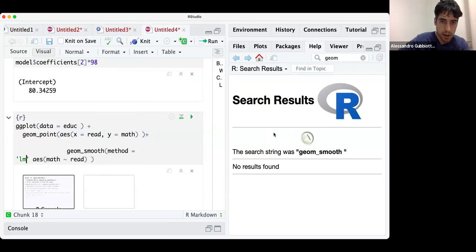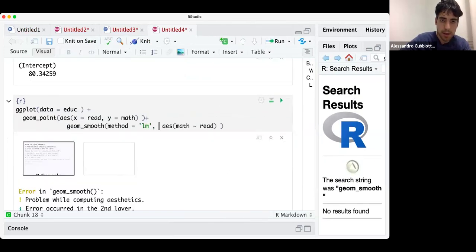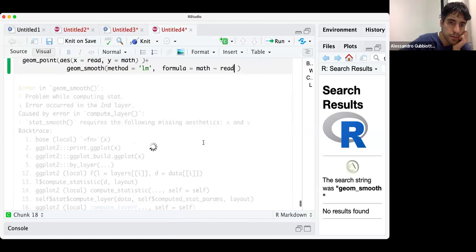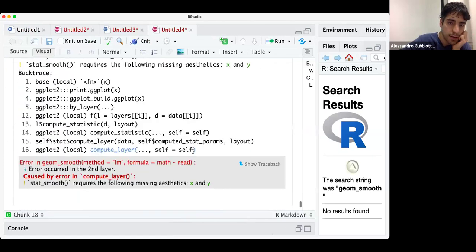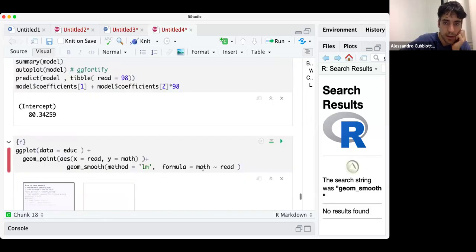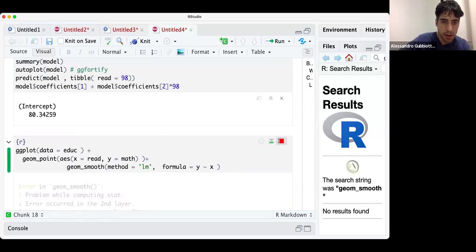Linear model, and the formula is equal to math score given the reading score. So, but the error says that stat smooth requires the following missing aesthetics. Okay, because they have been renamed in this way, but let's try.